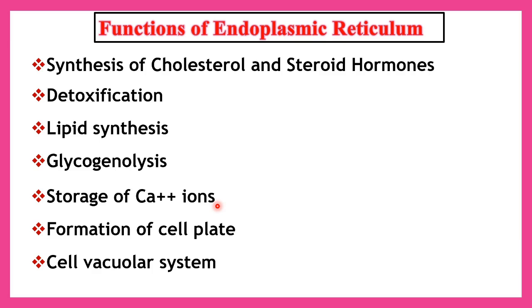And finally, it is also involved in one of the important mechanisms called the cell vacuolar system. The cell vacuolar system is called the GERL system, that means Golgi complex, endoplasmic reticulum, lysosomal system. With the help of this GERL system, the cell is able to maintain the cell surface to cell volume ratio. These are the different functions performed by the endoplasmic reticulum.